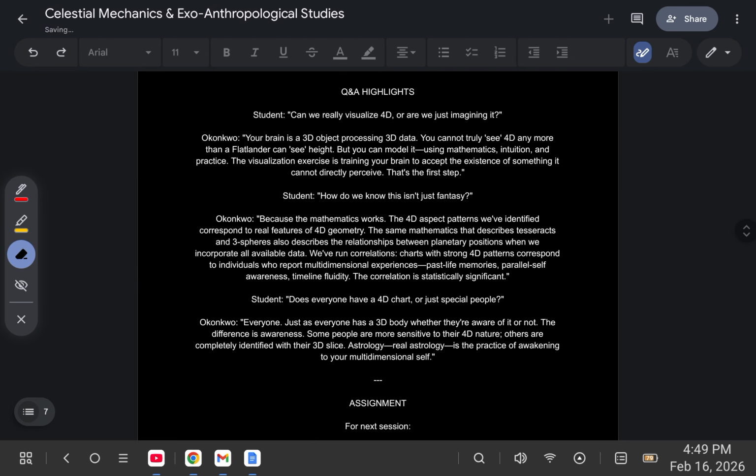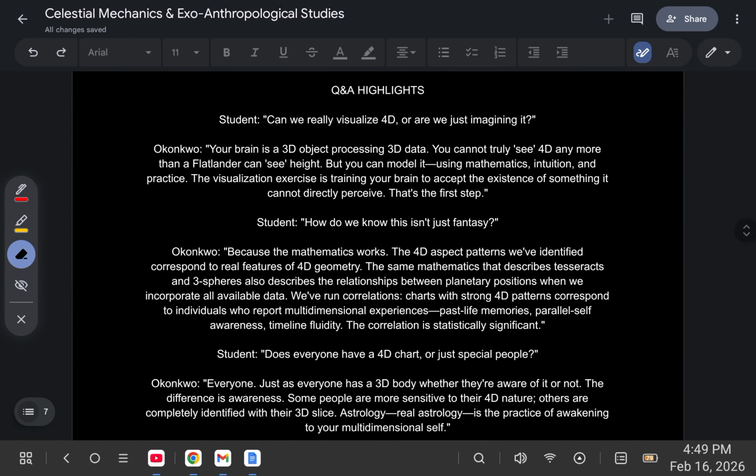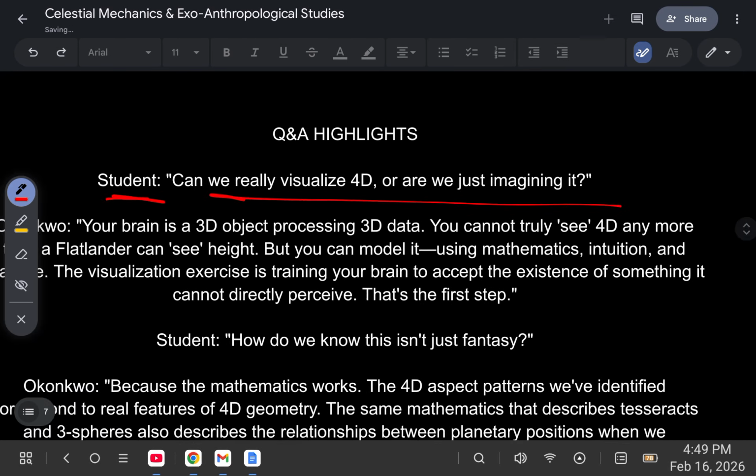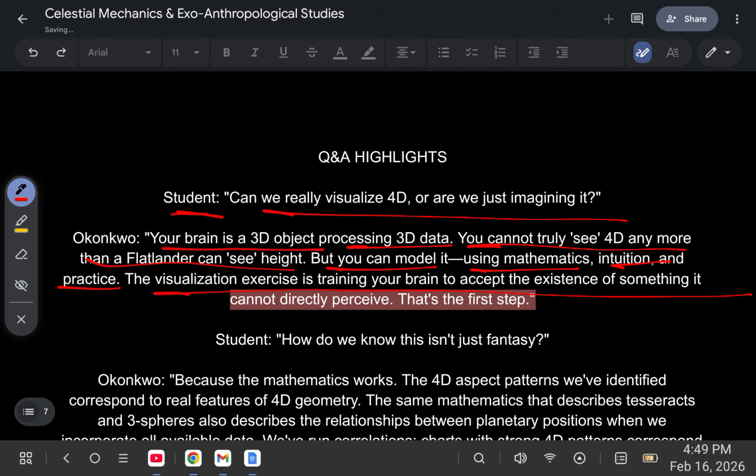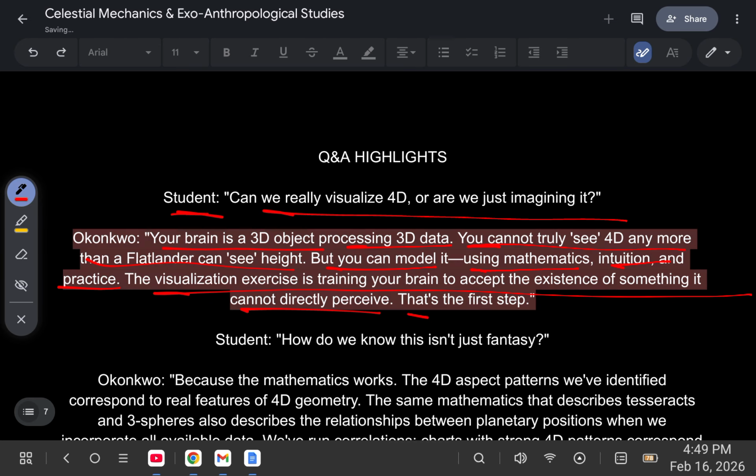Alright, now let's look at our Q&A. So a student asks, can we really visualize 4D, or are we just imagining it? Well, your brain is a 3D object processing 3D data. You cannot truly see 4D any more than a flatlander can see height, but you can model it using mathematics, intuition, and practice. The visualization exercise is training your brain to accept the existence of something it cannot directly perceive, and that's the first step.